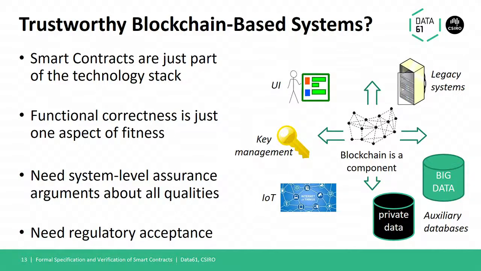It's a good thing to be verifying because a lot of the design complexity for a blockchain-based system is going to sit inside the smart contract, and so you want to know that that's right, but you can't just focus on that alone. Also, functional correctness is just one aspect of fitness for a system, so you are also concerned about lots of other non-functional properties like latency and throughput and so on. And formal methods are not necessarily such a great way of constructing that kind of evidence. So you need to combine formal methods with these other approaches. Overall, you want system-level assurance arguments about all of these different kinds of qualities. And then the next challenge, which I won't talk about today, is how do you get regulators to understand and accept that kind of evidence.